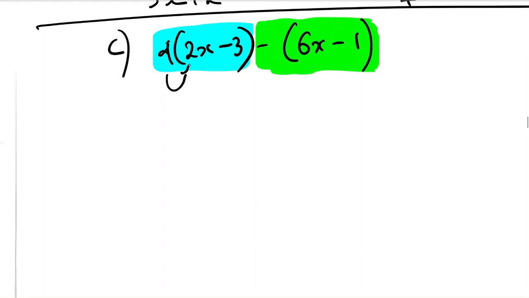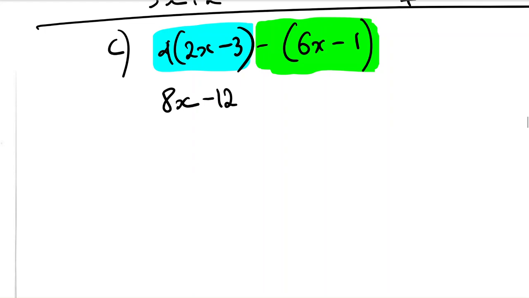The 4 and the 2x, we multiply that. What do we get? 8x. Because 4 times 2 is 8, and that x is coming with that 2. So they combine there. Now 4 times negative 3 is negative 12, because a negative times a positive is a negative.